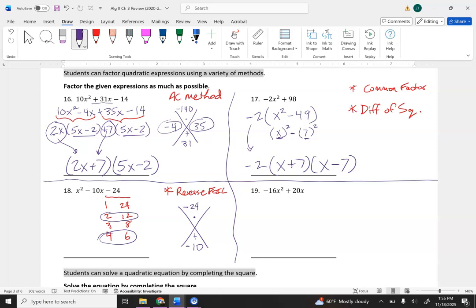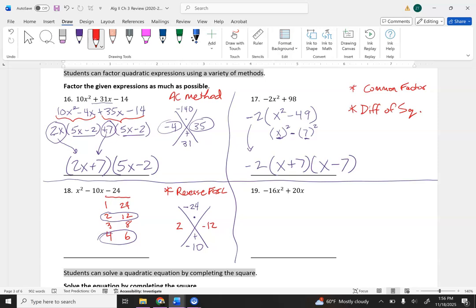We actually kind of have to be careful here. If we choose the 2 and the 12, that would mean that the 2 would have to be positive and the 12 would have to be negative. So you should just double check that this actually works. 2 plus negative 12 does make a negative 10. 2 times negative 12 does make a negative 24. So that number is correct.